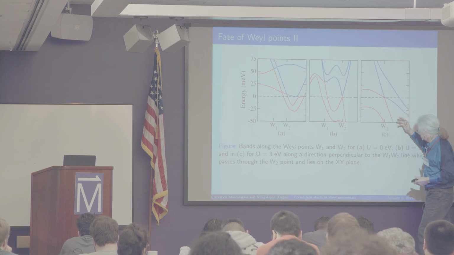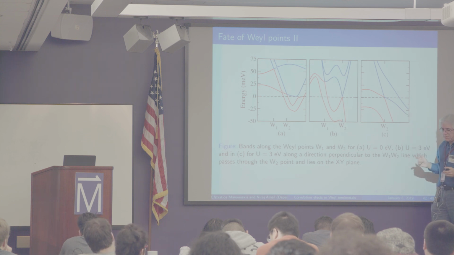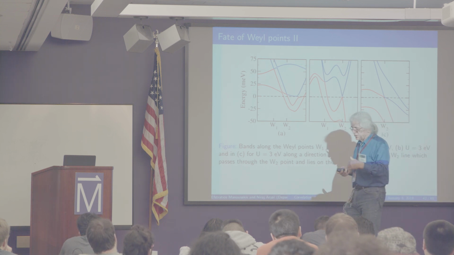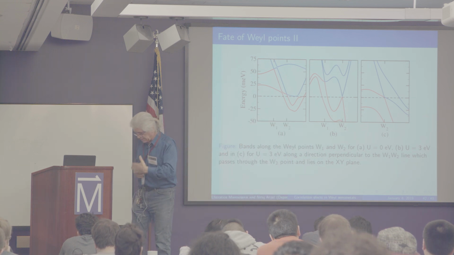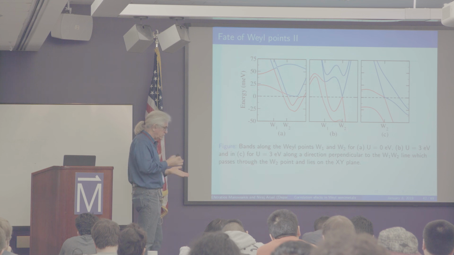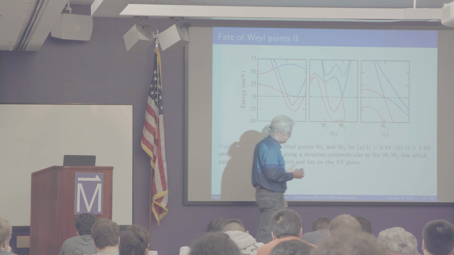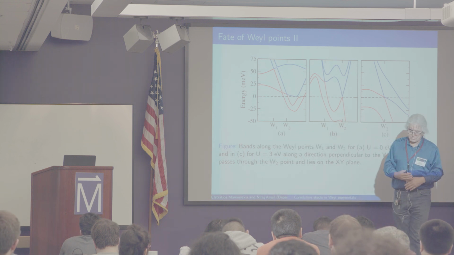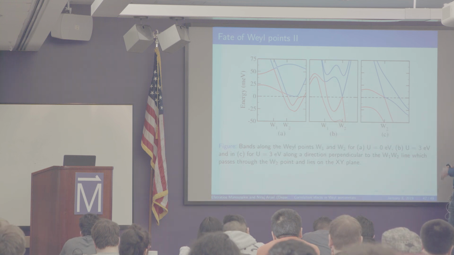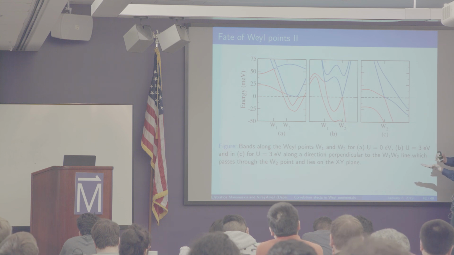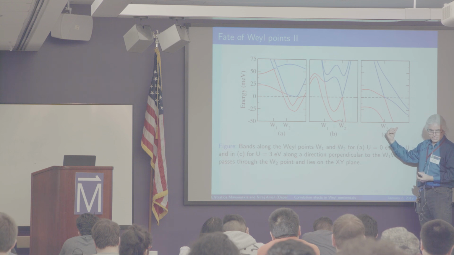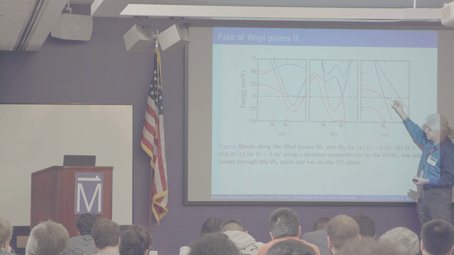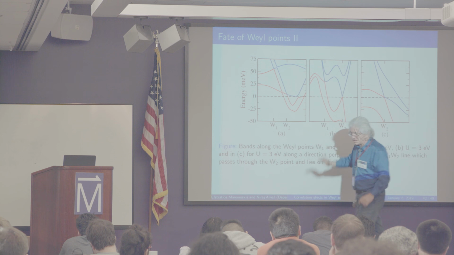It's not the case that it becomes Weyl type 1. If you go into the direction perpendicular to the W1, W2 direction, to the source sink direction, that direction perpendicular defines a plane. So you take that plane going through W2, perpendicular to the W1, W2 direction, and you find the intersection of that plane with the XY plane, and that's this direction which we are plotting here. And you can see that this is now tilted.